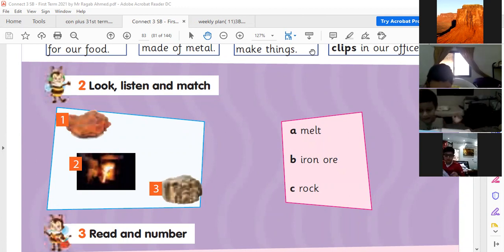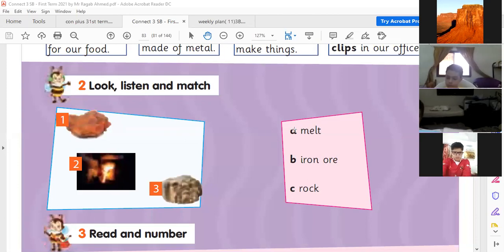Ibrahim, put your microphone on, please. Omar. Yes. The first word, melt. Is the picture for melt 1, 2 or 3? 2. Thank you. Yasin Khalid: iron or rock? Yes, rock. Word number 2, iron ore.